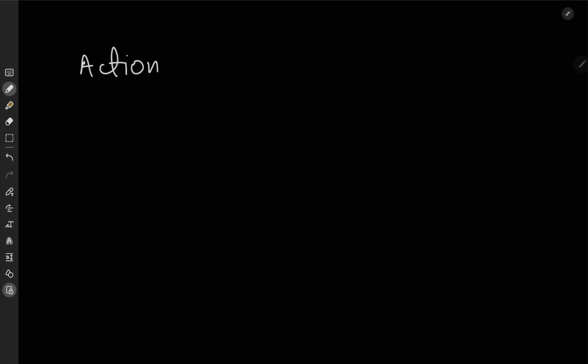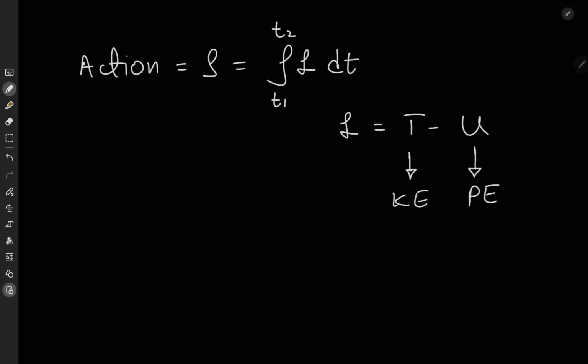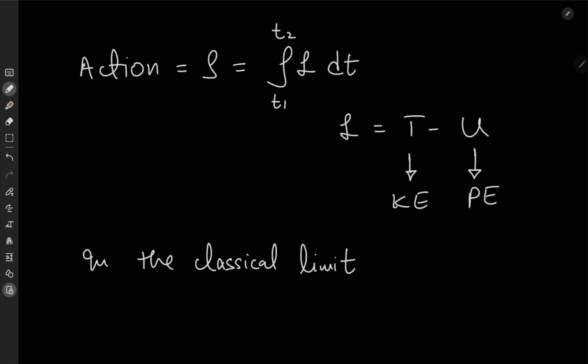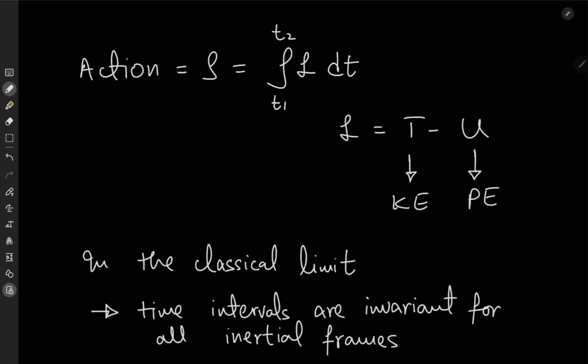It starts off with the fundamental concept of action, normally labeled as S. And action is an integral over time of a very special function called the Lagrangian of the system, L. The Lagrangian of a system is its total kinetic energy minus its total potential energy. And the reason we integrate over time is because in the classical limit, time intervals are invariant.